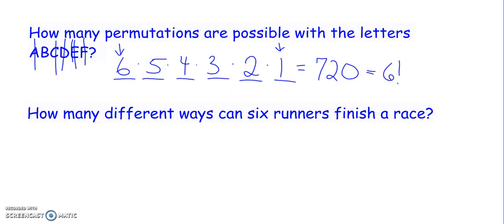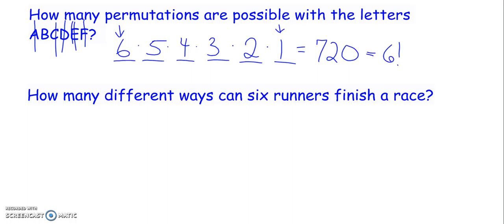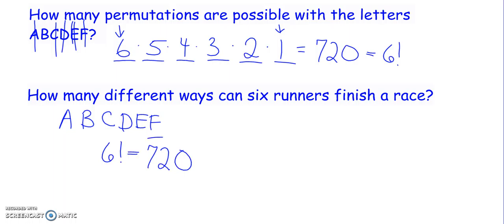And if you notice this second question, how many different ways can 6 runners finish a race? So you have 6 runners. Call those different runners, give them a name. This is exactly the same problem. Give those 6 runners names, A, B, C, D, E, and F, and it is the same exact work. It is 6 times 5 times 4 times 3 times 2 times 1. It's the same as 6 factorial, and the answer to this problem is also 720.